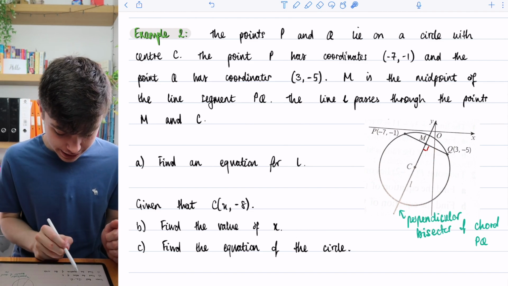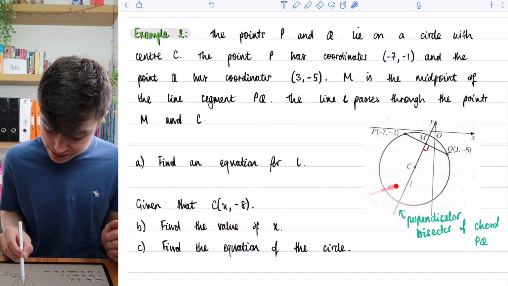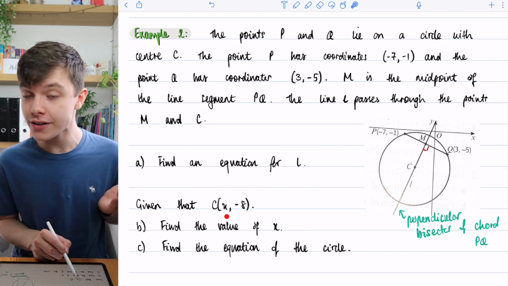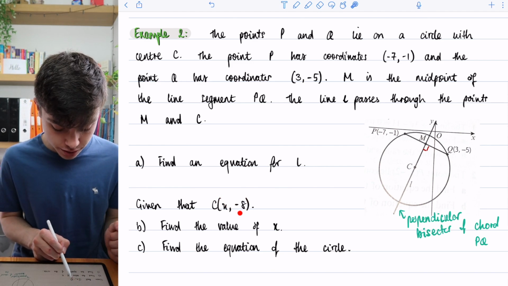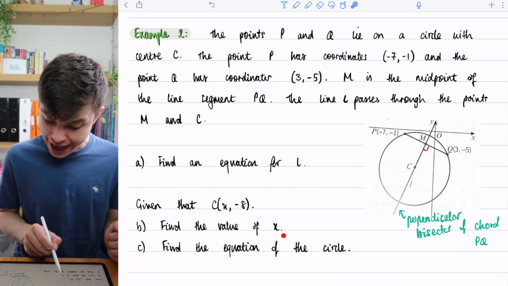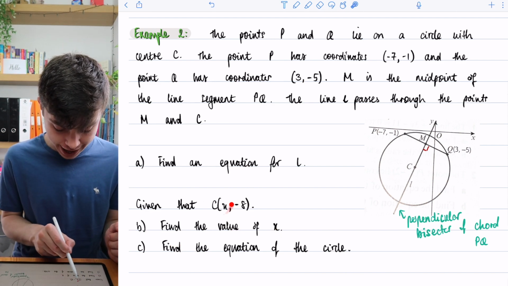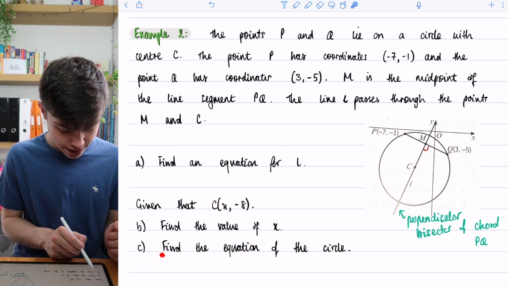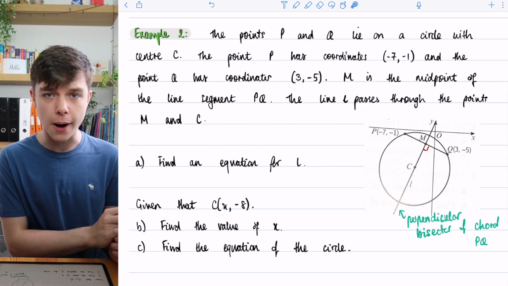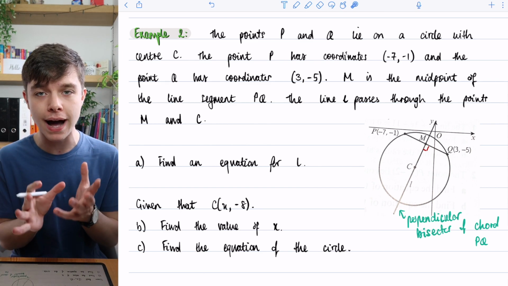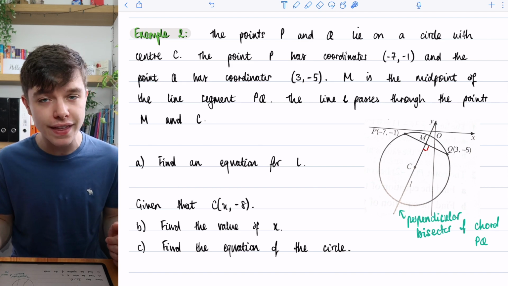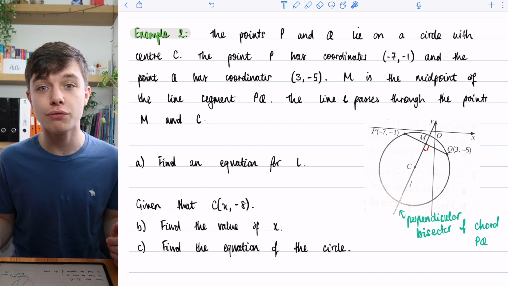Then it says, given that the point C, the centre of the circle, has an x coordinate of x, which we don't know yet, and a y coordinate of -8, in part B we want to find the value of x. So what is the x coordinate of the centre, basically? And in part C, we want to find the equation of this circle. Even if you don't get through all the parts, still pause and have a think, press play, and then we'll work through the answer.